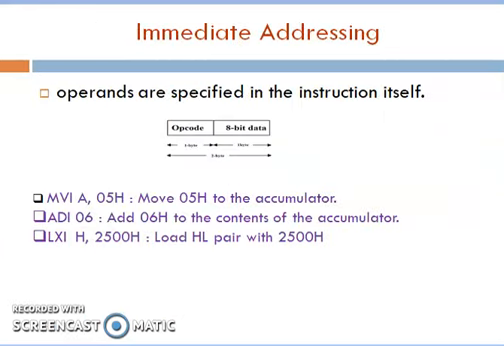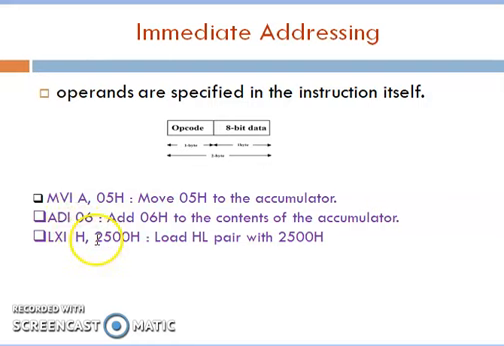Next category is immediate addressing. In immediate addressing, the operands are a part of the instruction itself. The instruction consists of 2 bytes, first byte the opcode, second byte the data. If the data is an address, it will take 3 bytes. Examples: MVI A, 05H. The data is 05 and it is loaded into the accumulator. ADI 06. 06 is the data and it is added to the content of the accumulator, and the result will be in the accumulator.